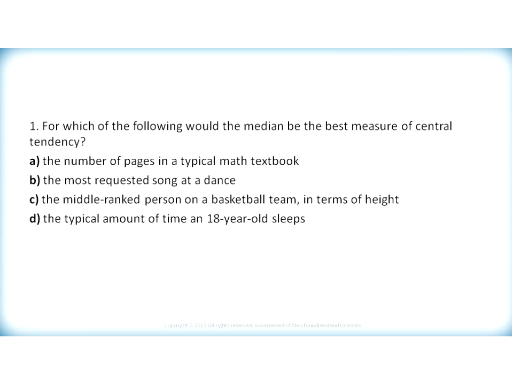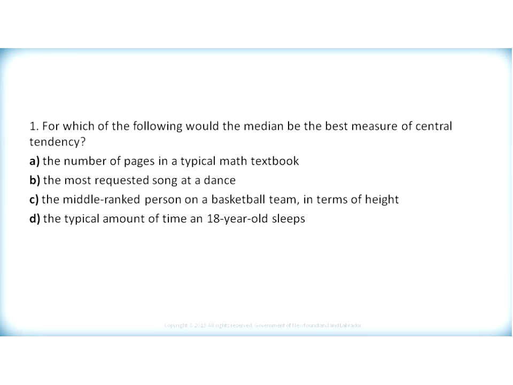So here's the typical type of multiple choice you might see. For which of the following would the median be the best measure of central tendency? Would it be the number of pages in a typical math book, the most requested song at a dance, the middle-ranked person on a basketball team in terms of height, or the typical amount of time an 18-year-old sleeps?